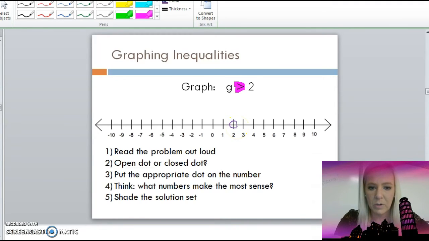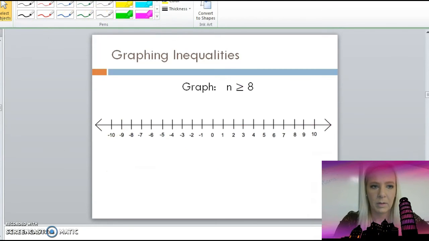So what numbers are greater than 2? 3, 4, 5, so on and so forth. So I'm going to shade all of the numbers that make the most sense, or all of the numbers that go in the greater direction. Let's look at another example.